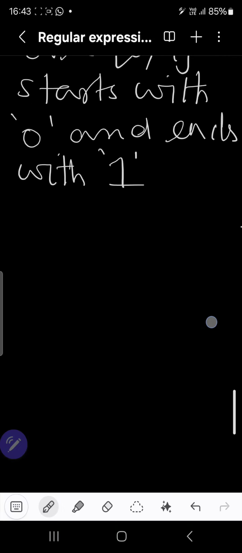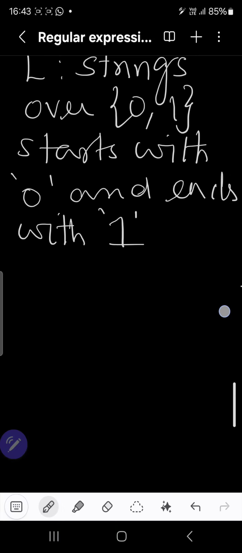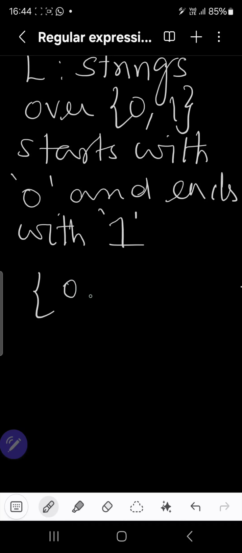Now let's write the strings of this language. The language contains all strings starting with 0 and ending with 1. So the strings can be 0, 1. This is a minimal string in which the first character is a 0, that is, it's starting with 0 and ending with 1. We can write so many other strings satisfying this condition. For example, 0, 0, 1 is also a string that is part of this language.